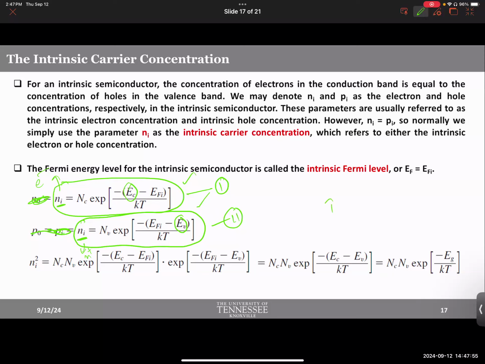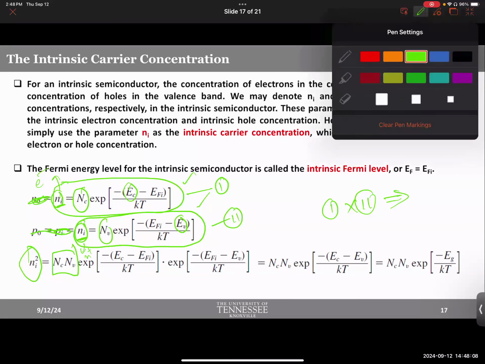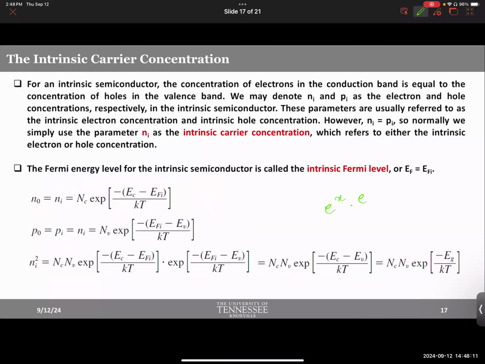So if you multiply equation 1 with equation 2, let's see what you get. On the left-hand side, you get Ni times Ni, which is Ni squared. On the right-hand side, you get Nc times Nv, which is here. And then just to remind you, if you multiply exponents for x and y together, you basically just add up the two powers. That's all. So basically, you take this exponent, multiply it with the other exponent, and then make it one exponent. And all of these things will be basically just added up. Okay. And the intrinsic Fermi levels will cancel each other.